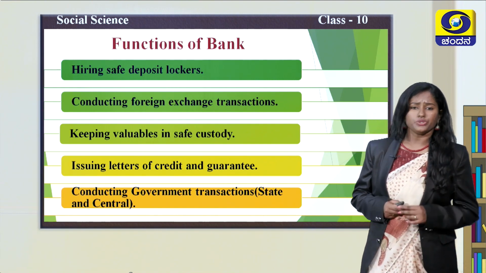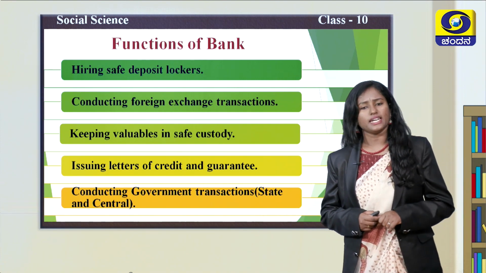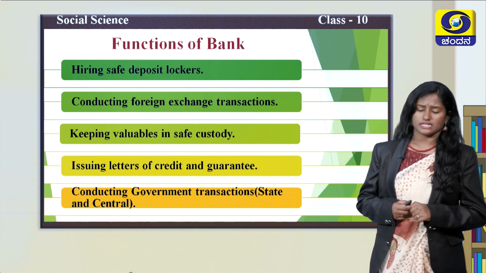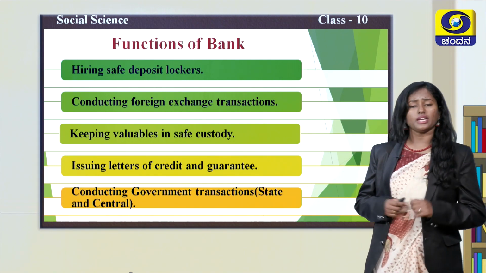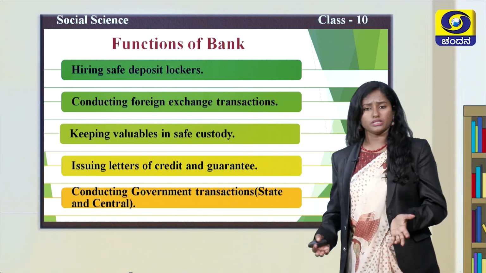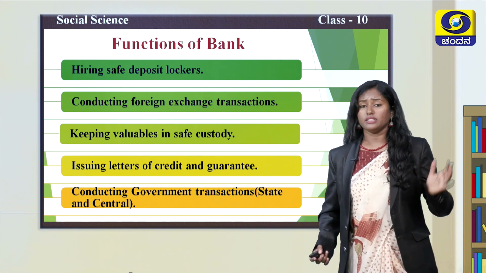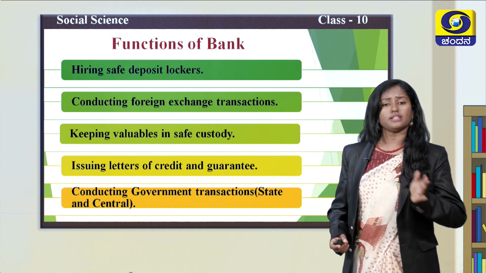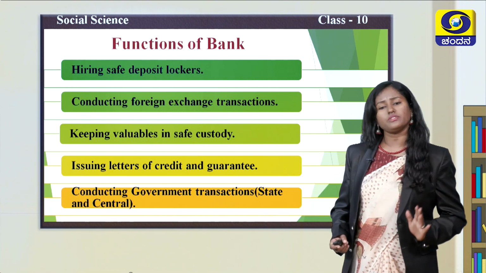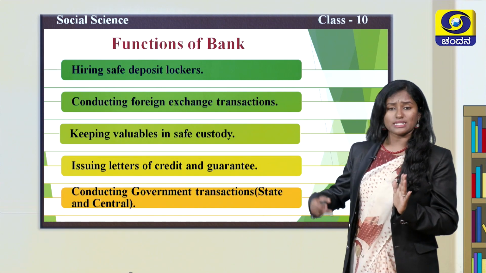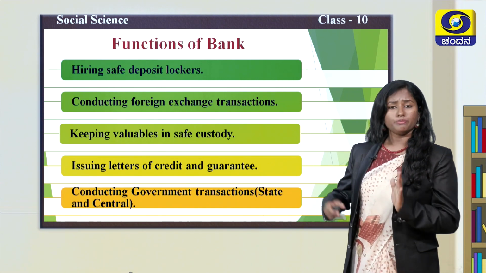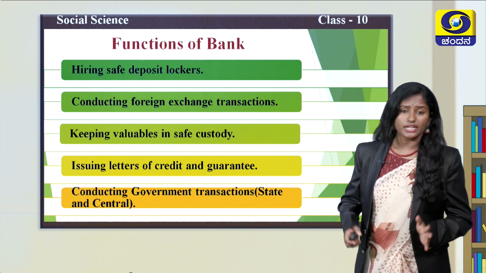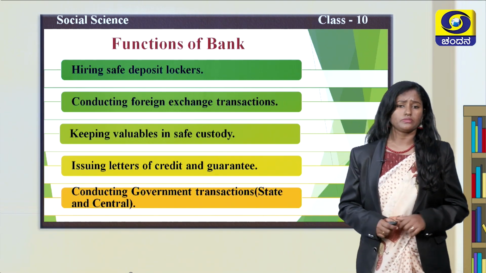Next, issuing letters of credit and guarantee. What is this letter of credit and guarantee? Yes, in case you are going to buy a huge machine from a seller, here the bank stands as a support to you, and it gives a letter of credit or a letter of guarantee saying this customer of my bank will pay you the amount. So this we call the letters of credit or guarantee.